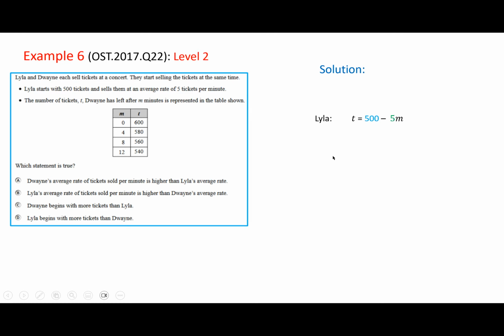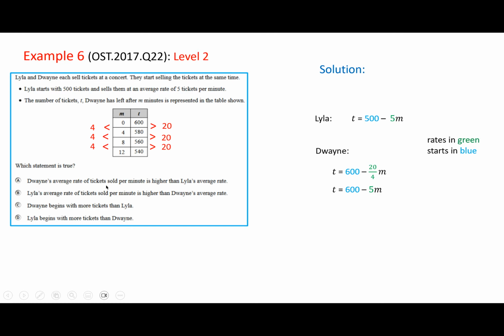She's selling them. For Duane, when M is 0, he started with 600, and let's look at the average rate here. This is going down by 20, so that's 20 divided by 4, which is 5. So now you are comparing this equation with this equation. So let's read now what options we have.